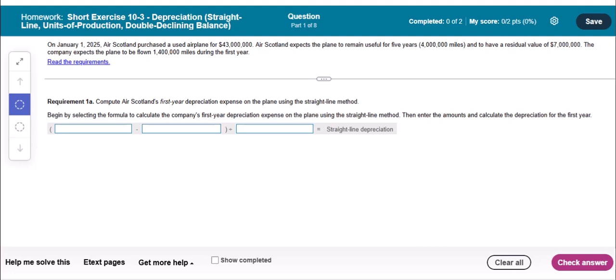Short exercise 10-3, depreciation, then three methods here: the straight line, units of production, double declining balance. So on January 1st, 2025, Air Scotland purchased a used airplane for $43 million. Air Scotland expects the plane to remain useful for 5 years, 4 million miles, and to have a residual value of $7 million. The company expects the plane to be flown 1.4 million miles during the first year.